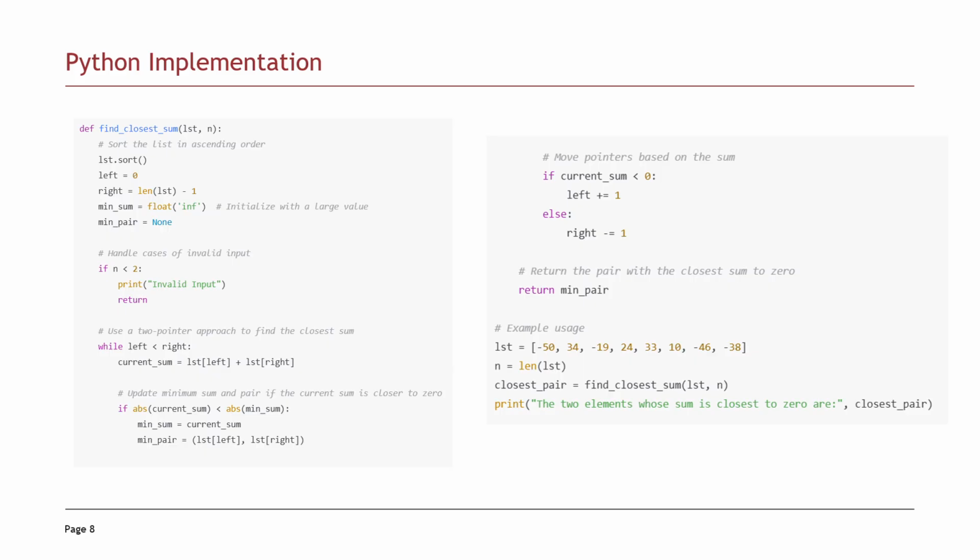A while loop iterates as long as left is less than right. It calculates current sum for the pair at the pointers. If current sum is closer to 0 than minimum sum, it updates minimum sum and minimum pair. Then we'll adjust pointers. If current sum is negative, it moves left rightward, otherwise it would move right leftward. The closest pair is then printed for the sample list.